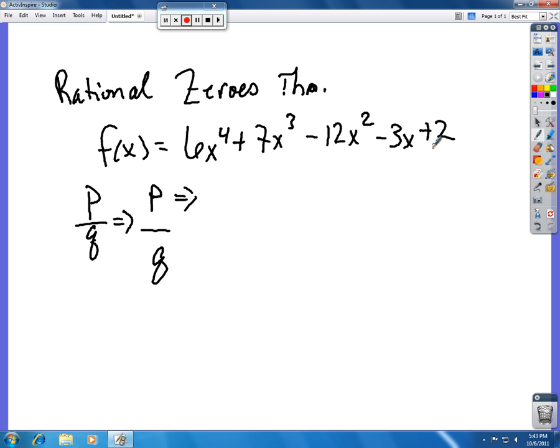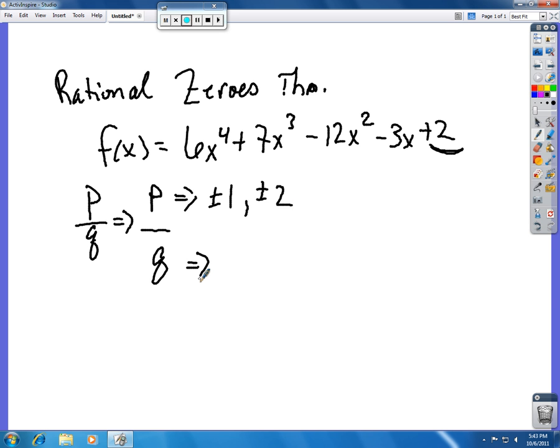Your p has to be a divisor of this last constant. So the only constant in your polynomial which does not have a variable with it, you have to take your p and make it a divisor of that constant. So the numbers that divide 2 are plus or minus 1, plus or minus 2.